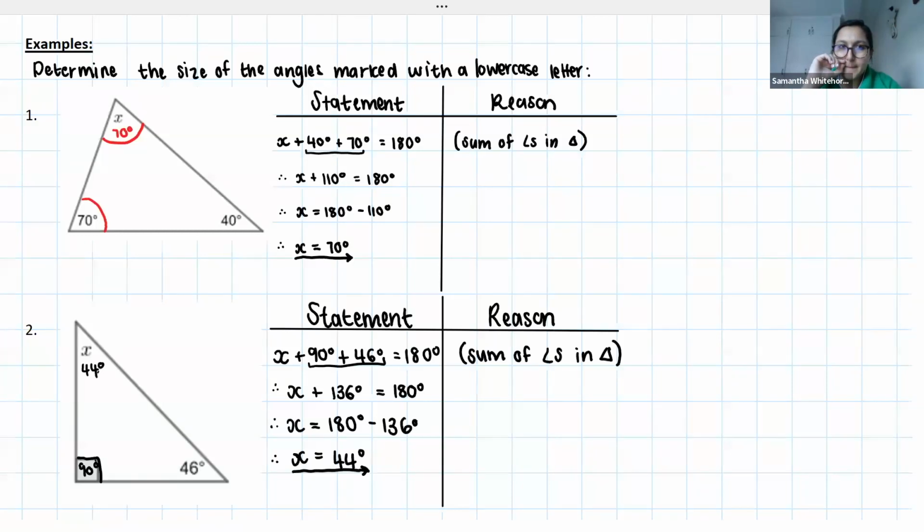Ma'am, is inverse operation and transpose the same word? Sorry, you broke up a little bit there. Is inverse operation and transpose the same word?